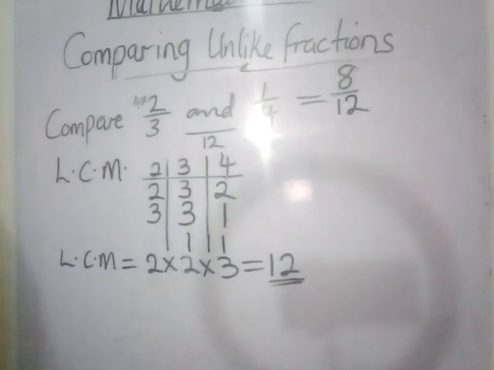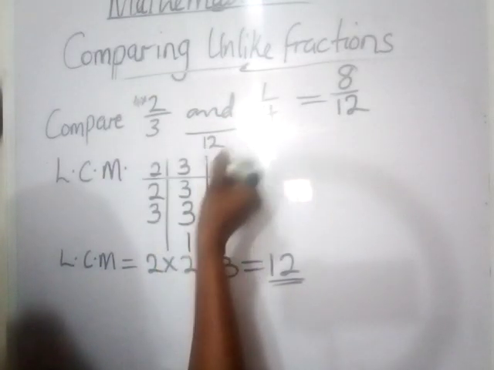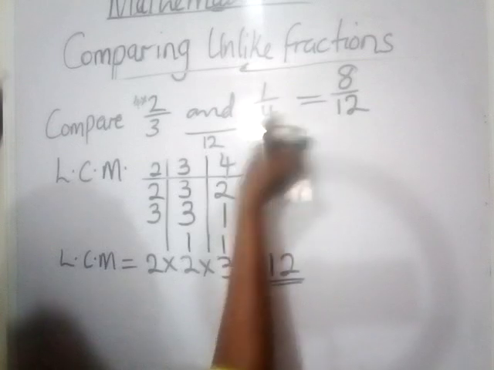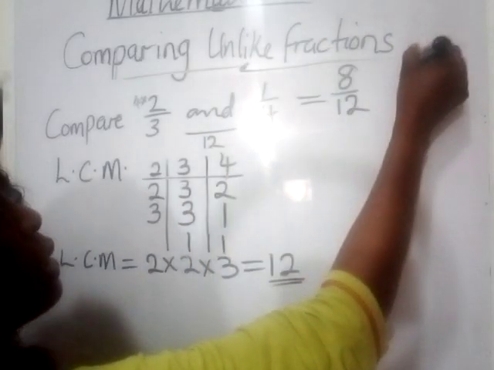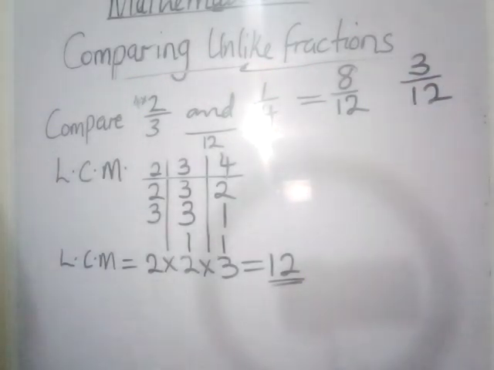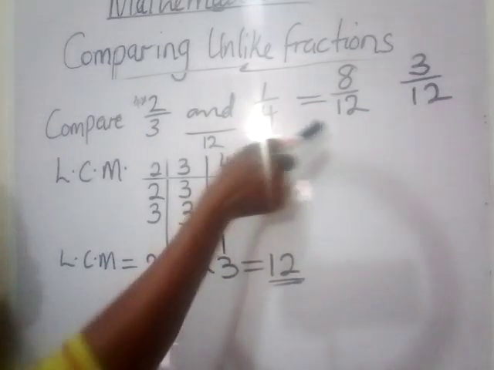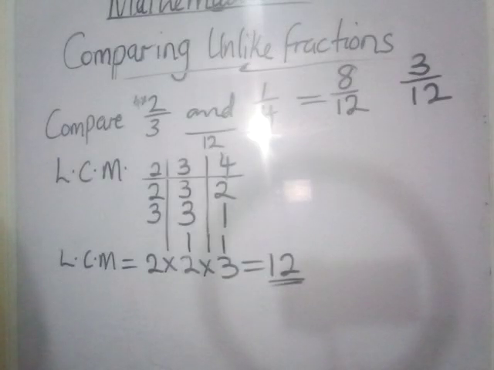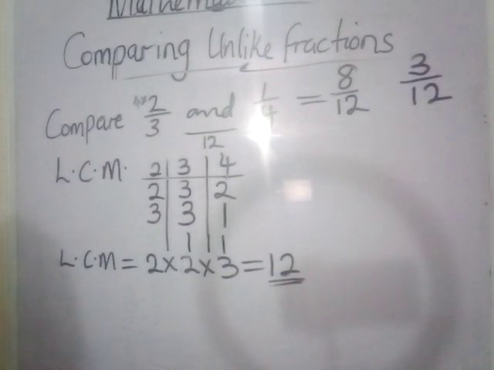Now let's do the second one. What you did here is what you're going to do for the second number. Also divide the LCM by 4. 12 divided by 4 is 3. 3 times 1 is 3, so 3 over 12. Remember we said the two of them will now assume this LCM as the new denominator, the common denominator for the two fractions. Why does this have to be? We need the two denominators to be equal so that we'll be able to compare the fractions.